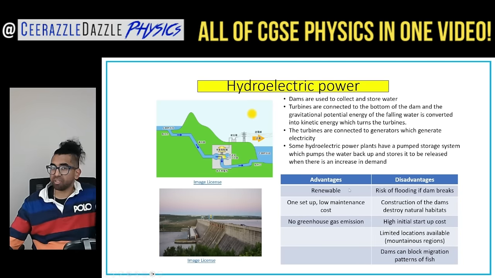So look, it goes from the gravitational potential energy of the falling water transfers into kinetic energy as it falls downwards. Advantages of this is going to be it's renewable. Once you've set it up, there's low maintenance cost, and there's no greenhouse gas emission. Disadvantages though, the dam could break, and obviously the risk of flooding. Construction of the dams can destroy natural habitat. So when you're initially building the dam, you probably destroy loads of animal habitats. It's high startup cost, so obviously making that in the first place. There's a limited number of locations, so only mountainous regions are suitable. The dams can block migration patterns of fish, so fish can't swim upstream, obviously because of the dams in the way.